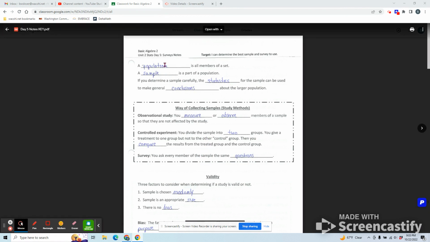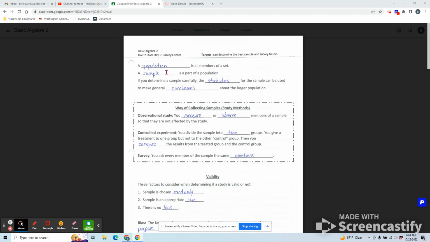Today we're going to talk about determining the best sample and survey to use. So a population is all the members of a set. A sample is part of a population. If you determine a sample carefully, the statistics for the sample can be used to make a general conclusion about the larger population.